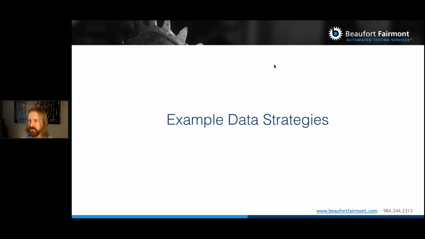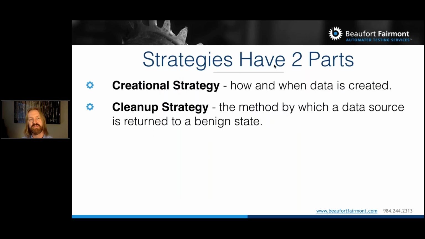So let's talk about specific examples of data strategies, and let's start with breaking it down. At a fundamental level, data strategies have two parts. The first part is a creational strategy, and this is how and when the data is created. The second part is a cleanup strategy, and this is the method by which a data source is returned to a benign state. We don't always want to delete the data that we created. Sometimes that's more cumbersome or more technically challenging than we'd like. So I use the word benign very intentionally here, to talk about the state that we get the system back to after cleanup.